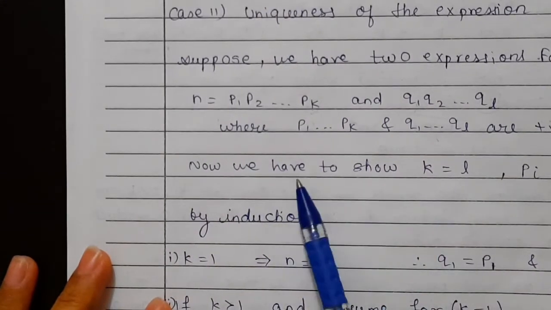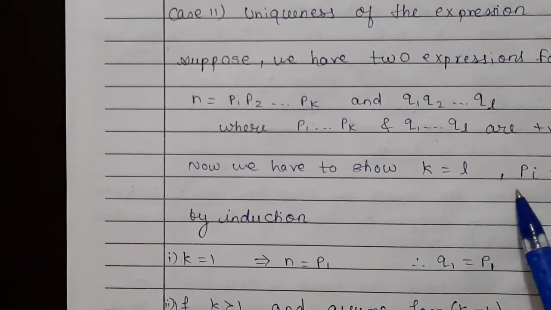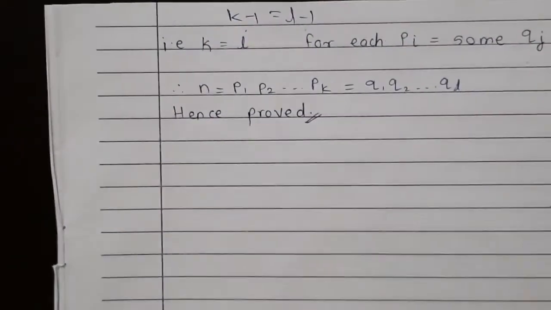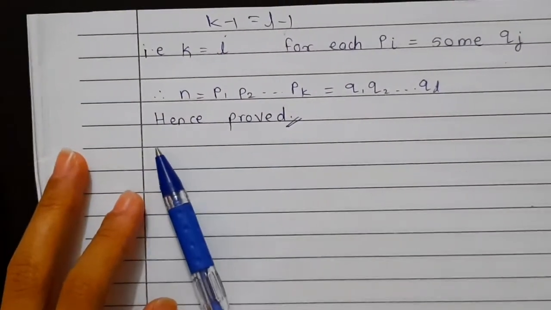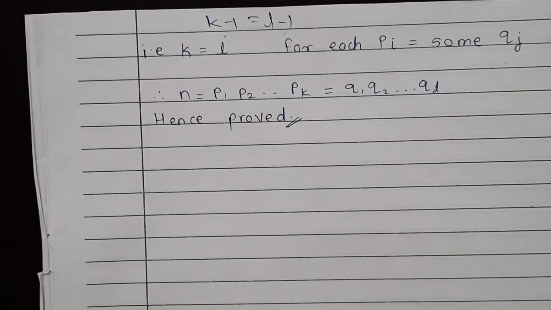See here, what we have to show is that k is equal to l and pi is equal to qj. That's what we show here. Hence, we prove the theorem.